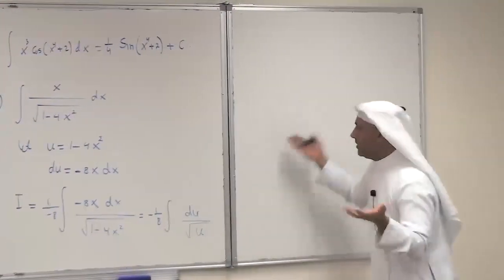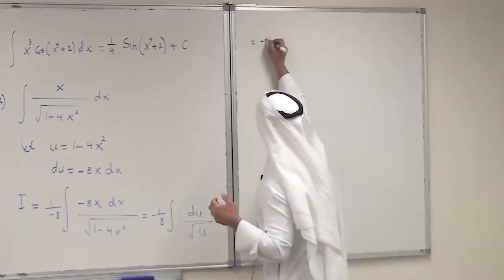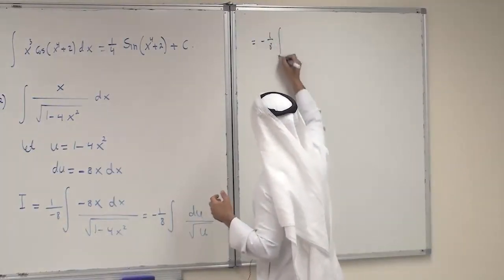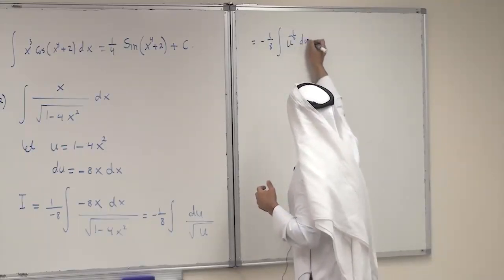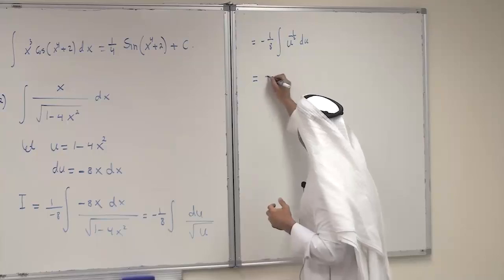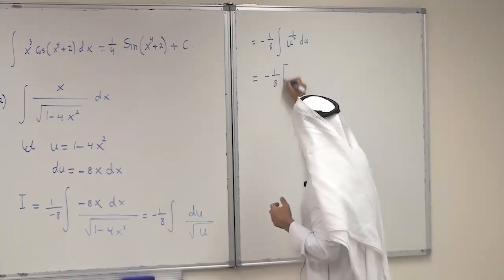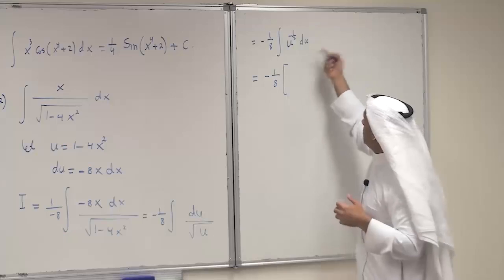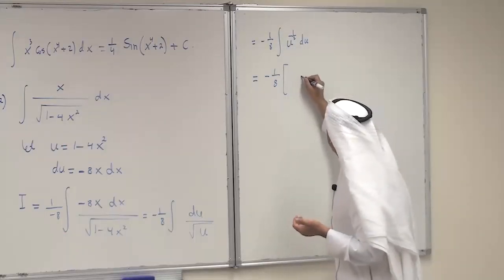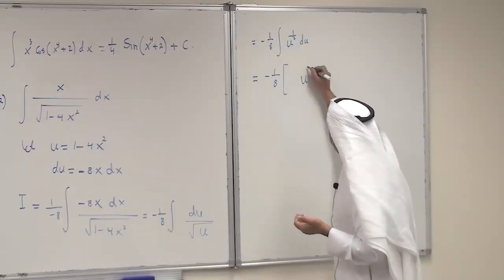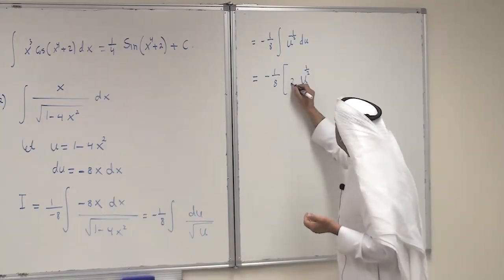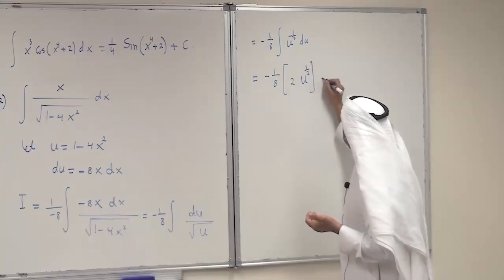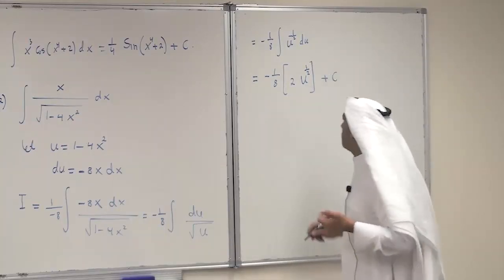Now, how to integrate du over radical u? That is a simple one. You have minus 1 over 8. If you like, you can write it as u to the power minus 1/2 du. Then use the formulas we had before. That's minus 1 over 8 times, we need to add just 1 to the exponent and divide by the new exponent. So that will be u to the power minus 1/2 plus 1. That is equal to 1/2. Divided by 1/2, it means you are multiplying by 2. All of this, you need to add to it the constant of integration.